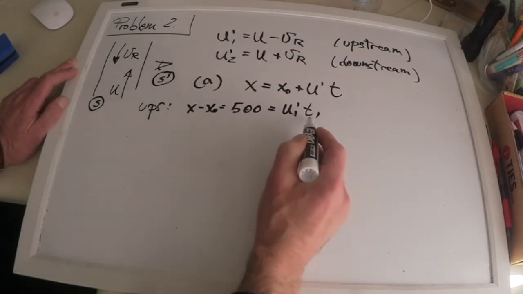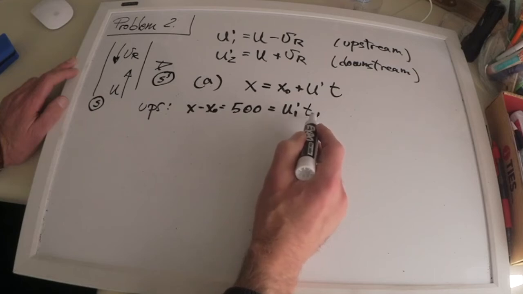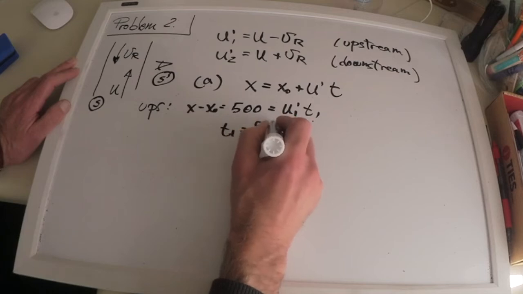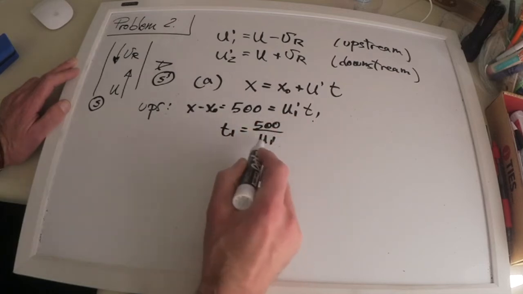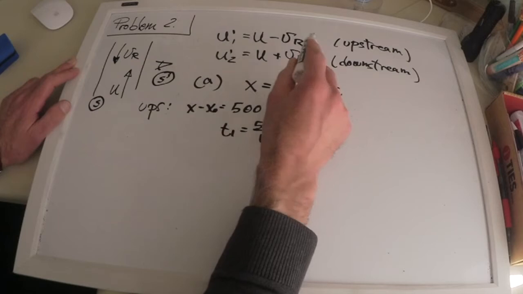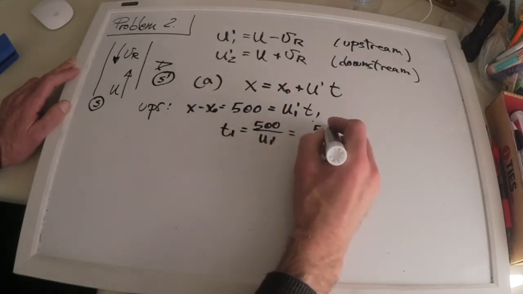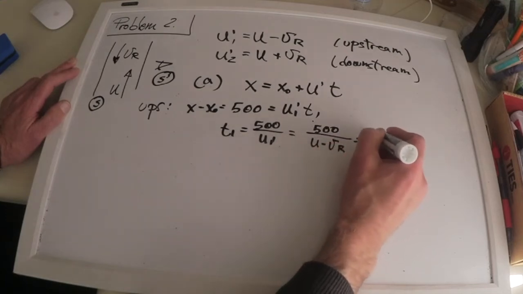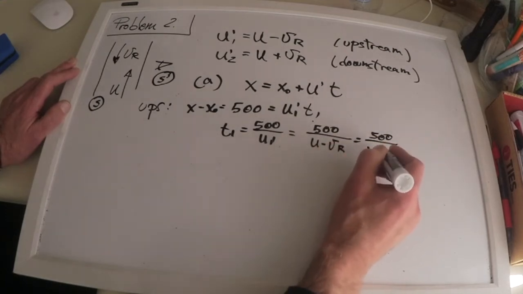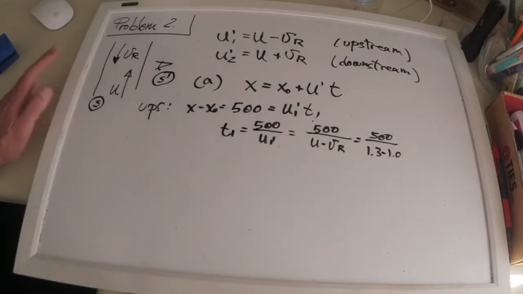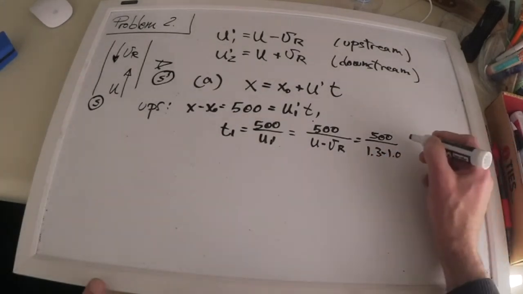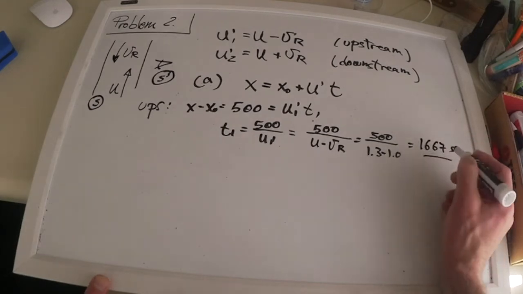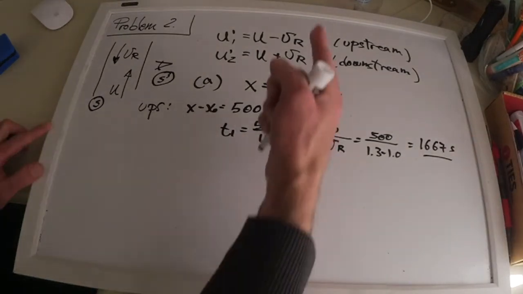Because I'm looking for the time that it needs to go upstream, I will solve for t1 here. t1 is 500 over u1 prime, and this u1 prime, I grab it from here, I substitute. This is 500 over u minus vr. This is 500 over 1.3 minus 1.0, and that you substitute, and it gives you 1667 seconds. So that's the time that the swimmer needs to go upstream.